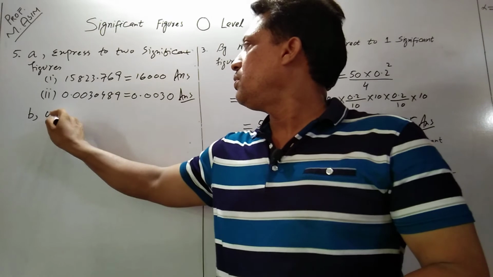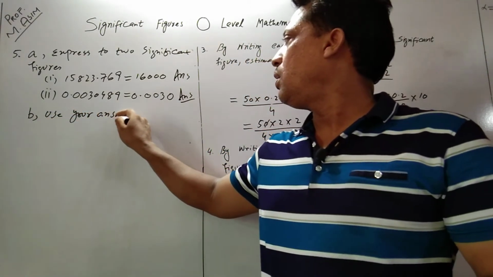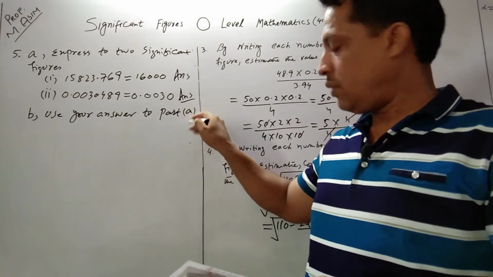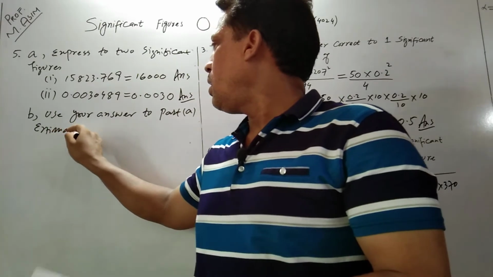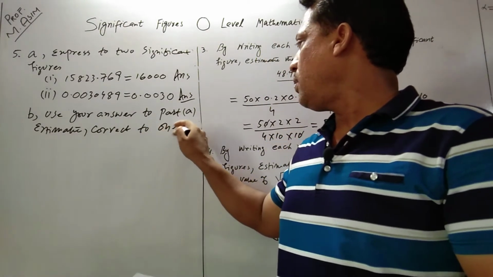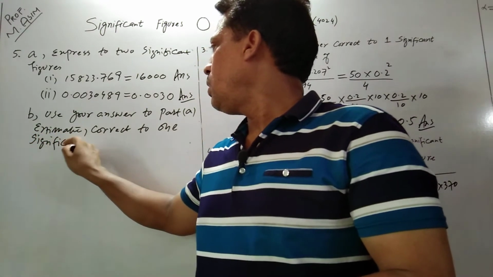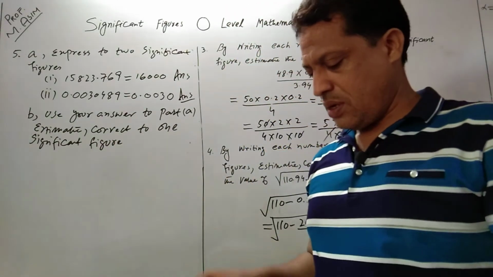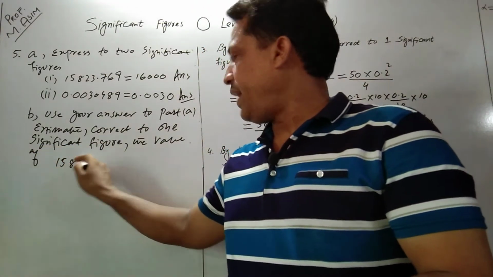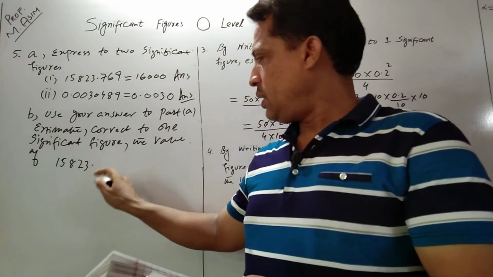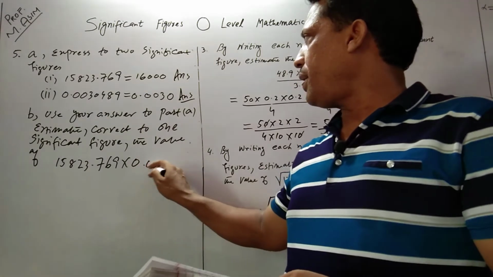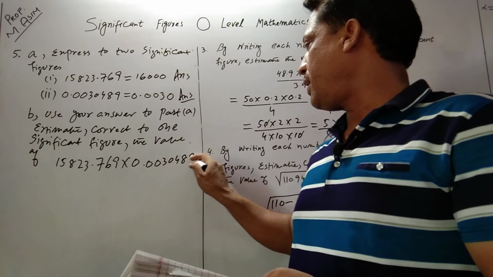Okay, now come to part B. Use your answer to part A to estimate, correct to one significant figure, the value of 15823.769 multiplied by 0.00304889.